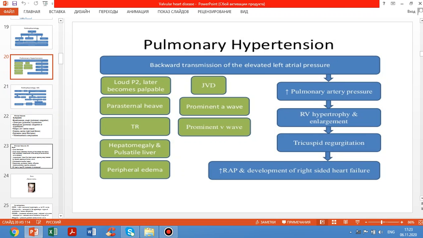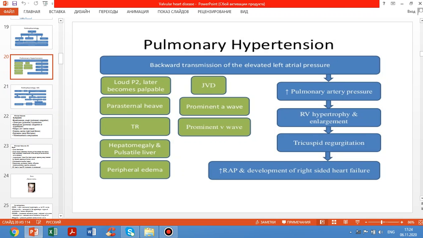Backward transmission of the elevated left atrial pressure develops high pulmonary artery pressure, and then right ventricular hypertrophy and enlargement, and tricuspid regurgitation, increasing right atrial pressure and development of right-sided heart failure.